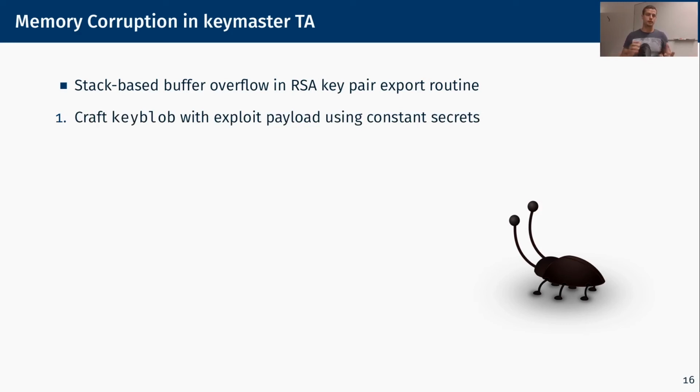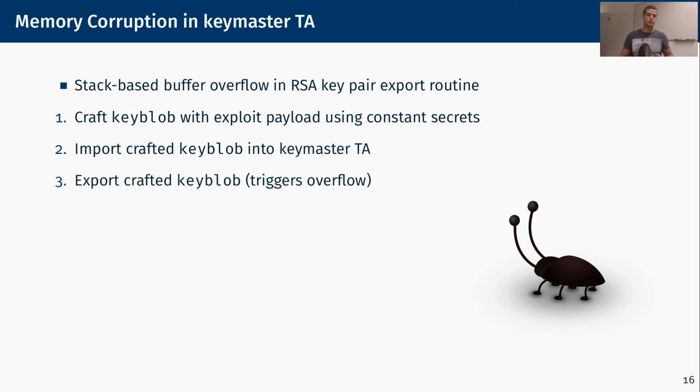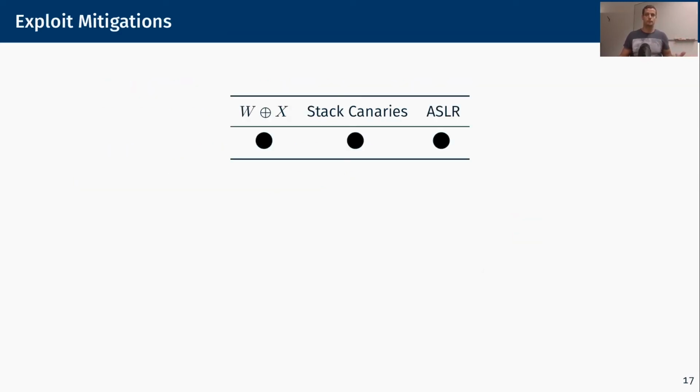And since we're now able, with these two secrets, to craft our own key blobs, we can craft a key blob that contains our exploit payload. So we're able to import the key blob into the trusted application. We're also able to export it from the trusted application, which means this way we can trigger the buffer overflow. And since this is all trusted software running in the trusted execution environment, you would expect that all the state-of-the-art exploit mitigation techniques are there and effective.